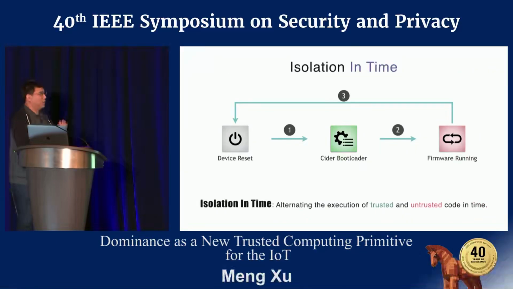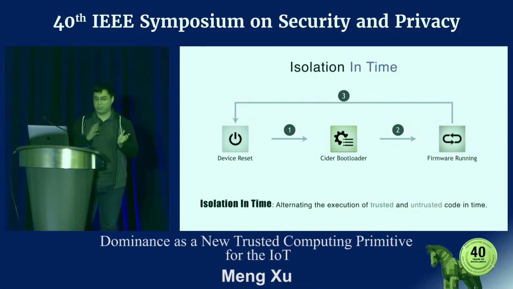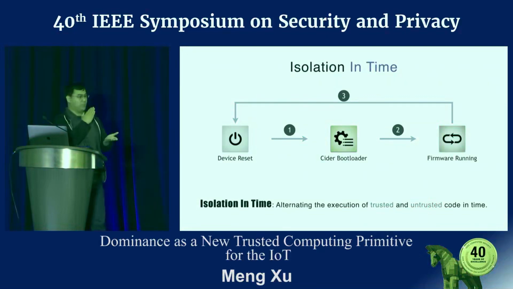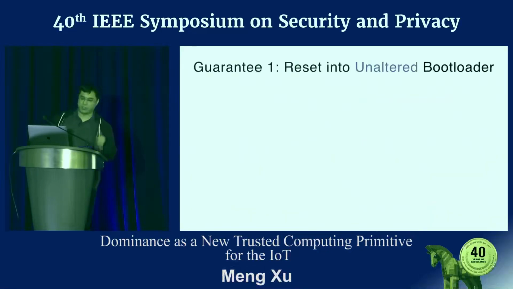But there's also one thing we want to highlight in the scheme: we try to do isolation in time. So we don't want the CIDR code, the trusted code, and the untrusted code to run in parallel. We try to isolate strictly in time. So we alternate the execution of trusted and untrusted code. We'll highlight this later, but let's see how we achieve these three guarantees first.